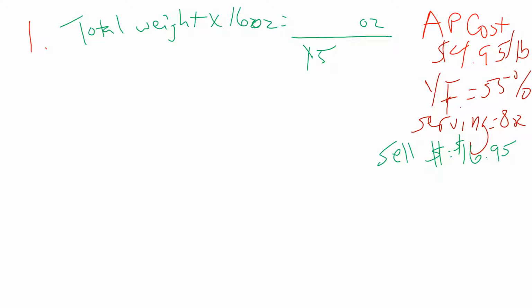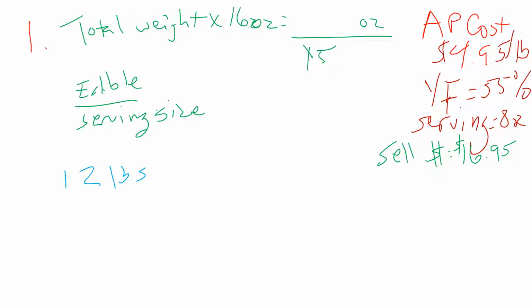And then we what? Good, that's our edible ounces, that's our edible portion divided by the serving size. So now let's actually put numbers to it. What's our total weight? We have a 12-pound brisket, that's what we start with. 12-pound brisket, and we're going to multiply by 16 ounces. That gives us our total ounces. How much is it? 192. Thank you.